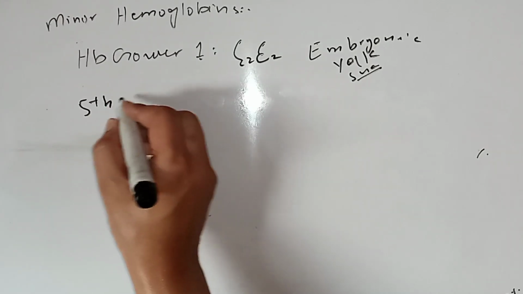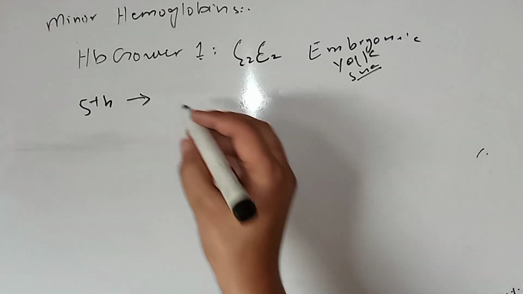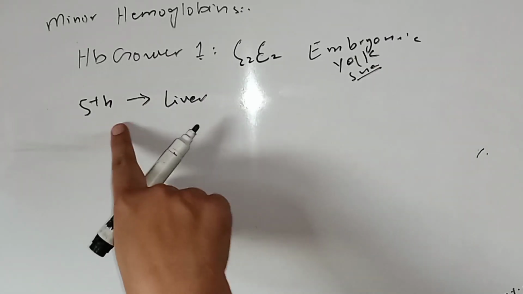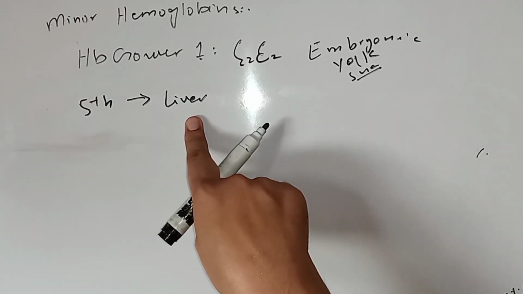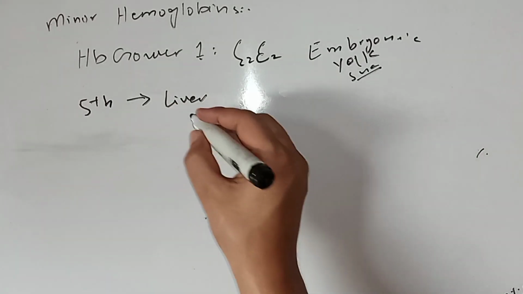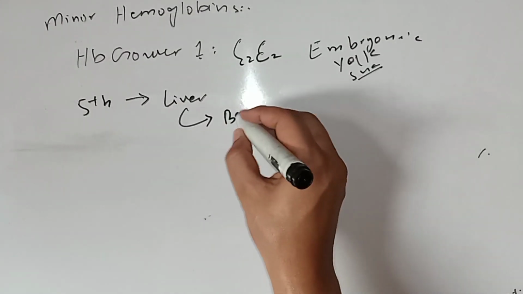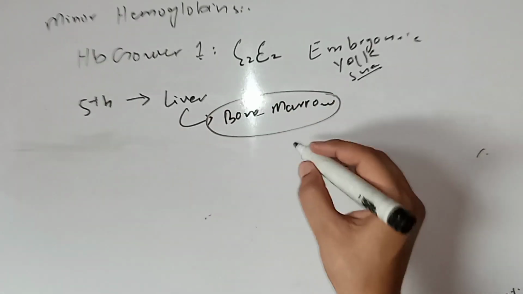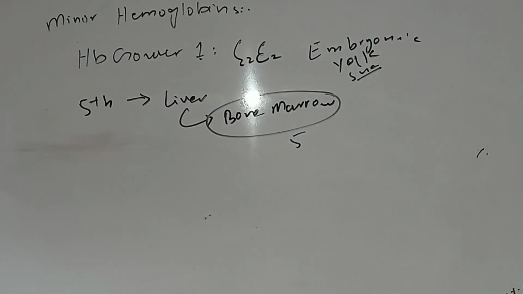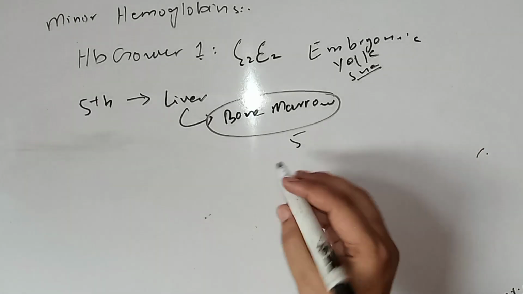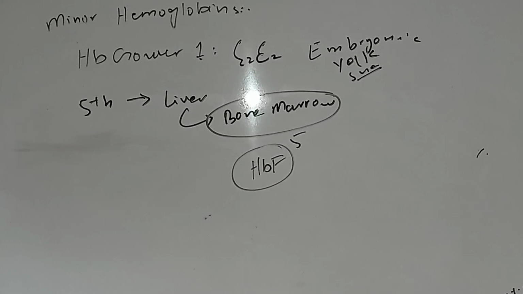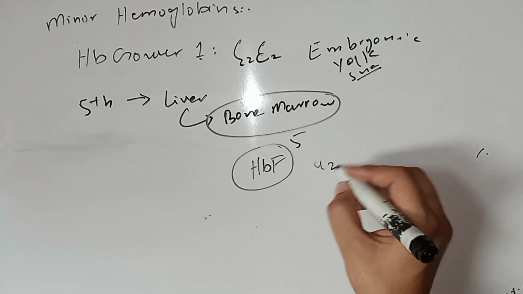In the 5th week of gestation, the synthesis of hemoglobin goes to the liver. Initially it is synthesized by the embryonic yolk sac. In the 5th week, the liver replaces the synthesis of hemoglobin, and then this synthesis goes to the bone marrow. Then the bone marrow starts synthesizing hemoglobin. So the hemoglobin being synthesized in the 5th week of gestation is HbF, and this HbF contains alpha and gamma chains.